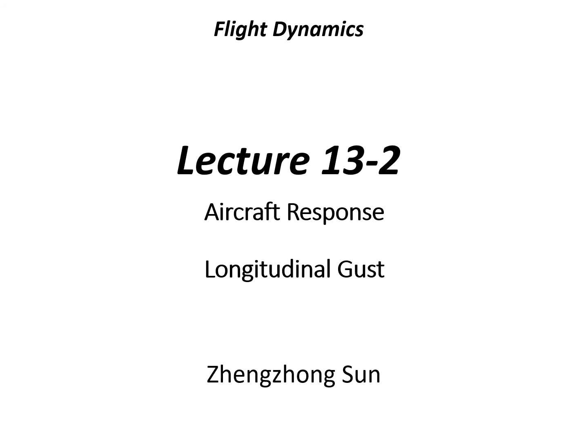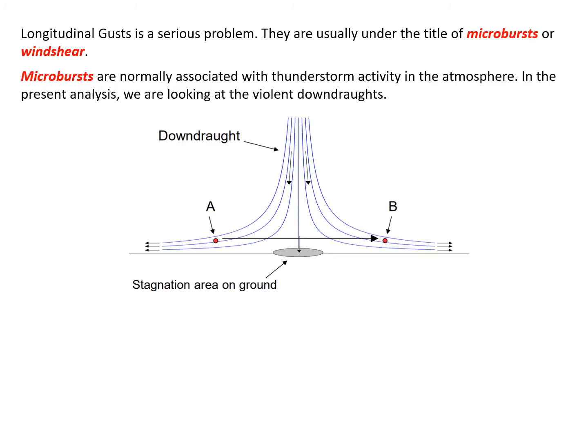In this second mini lecture, we will look at the aircraft response to longitudinal gust through a more detailed example. So let's first see what is longitudinal gust. A longitudinal gust is a serious problem. They are usually under the title of microbursts or wind shear.